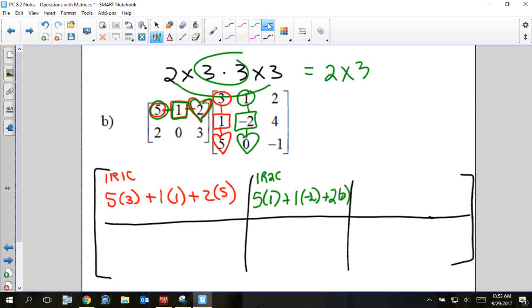So now I'm in my third spot, my first row, but my third column. Because when we're done, we're getting a 2-row, 3-column matrix. So first row, third column, I come over here and I look at my first row, and then I look at my third column. I have to multiply 5 times 2 plus 1 times 4 plus 2 times -1.